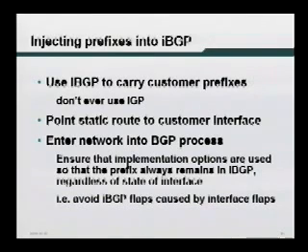Ensure that implementation options are used so that the prefix always remains in IBGP, regardless of the state of the interface. So some implementations, for example, in the Cisco one, if you point a static route at an interface, the interface goes down, the static route basically drops out of the routing table. You can put on a permanent keyword, which will make sure that the static route is always there. Doing that will ensure that your IBGP doesn't flap every time a leased line to your customer goes up or down.